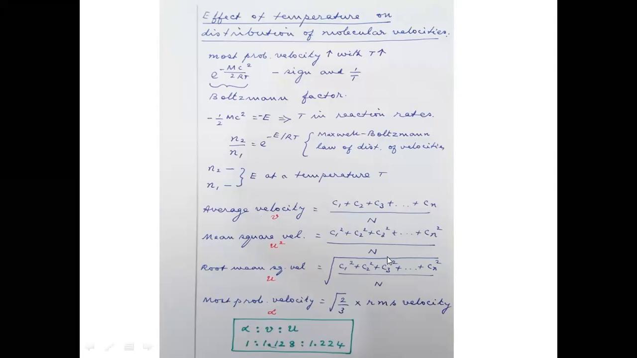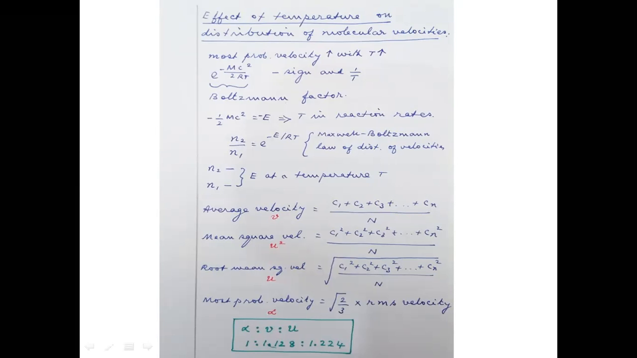Mean square velocity means you take the square of all the velocities, sum them up, and divide by n. It is called mean square velocity. Root mean square velocity is the square root of the mean square velocity.